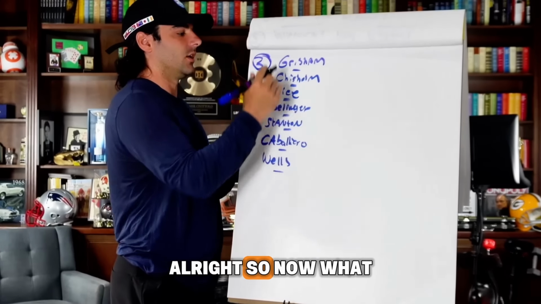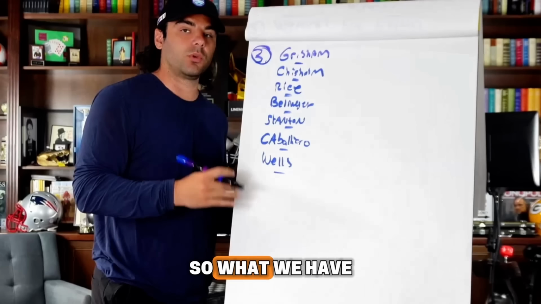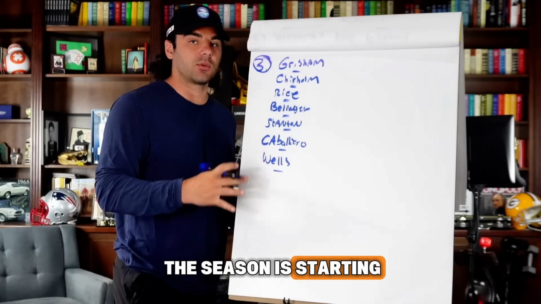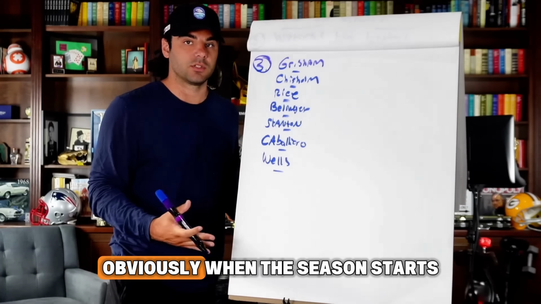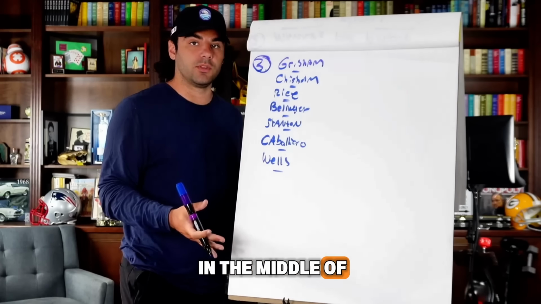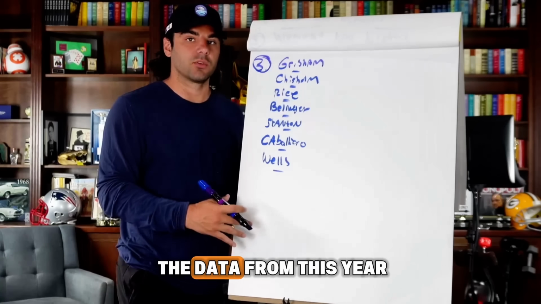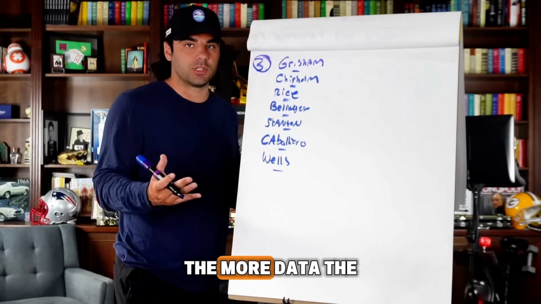All right, so now what we want to do is find the percentage. What we have to do is, when the season is starting, use the prior season. We have to use the season before because we don't have any data, obviously, when the season starts. So use prior season data. If we are in the middle of the year, then we can use the data from this year, okay? And you could use data from this year and last year. The more data, the better.